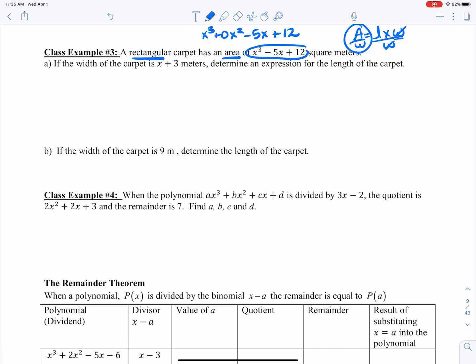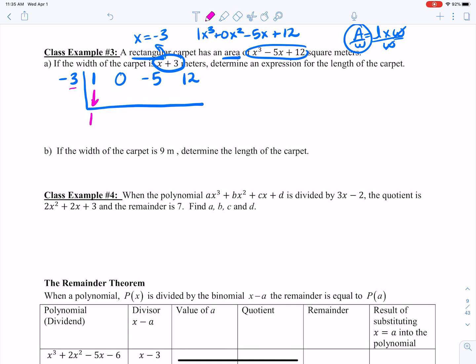And I'm going to write down the coefficients. So I have 1 from in front of the x cubed term, a 0, a negative 5, and a 12. And I'm going to divide that by negative 3. All right, let's get started here. I'm going to bring the 1 down.